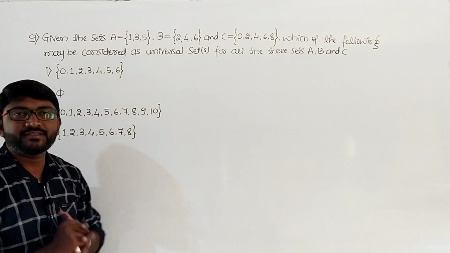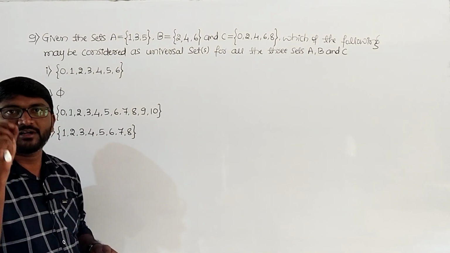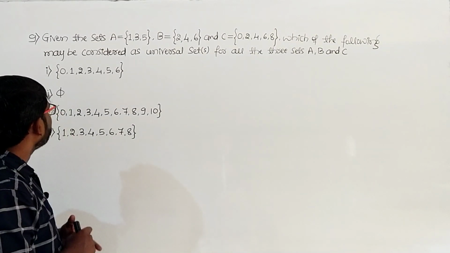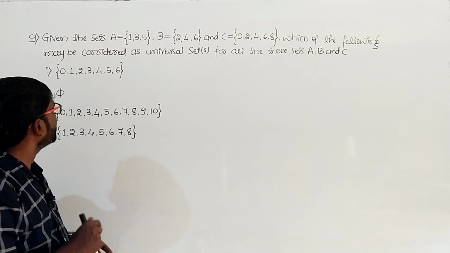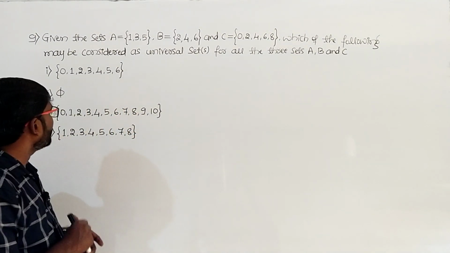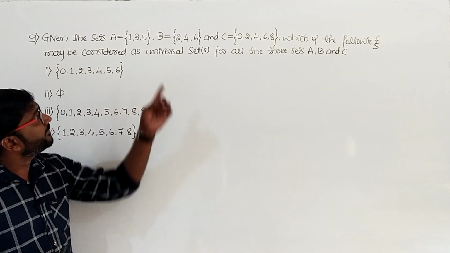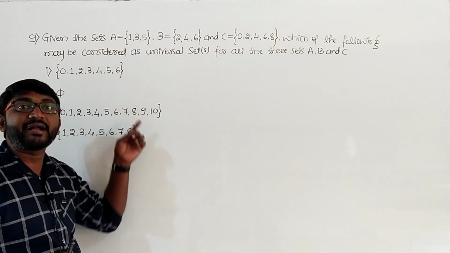The first one is 0, 1, 2, 3, 4, 5, 6. The second one is phi, that means it is an empty set. The third one is 0, 1 up to 10. And the fourth one is 1 to 8. So for these 3 sets, which is going to be the universal set, that we need to identify.